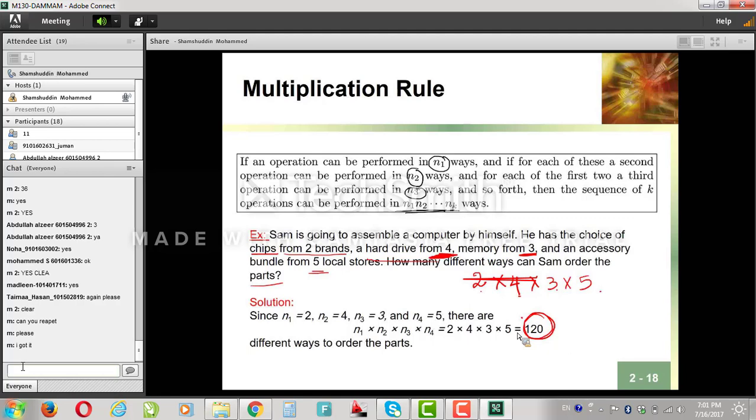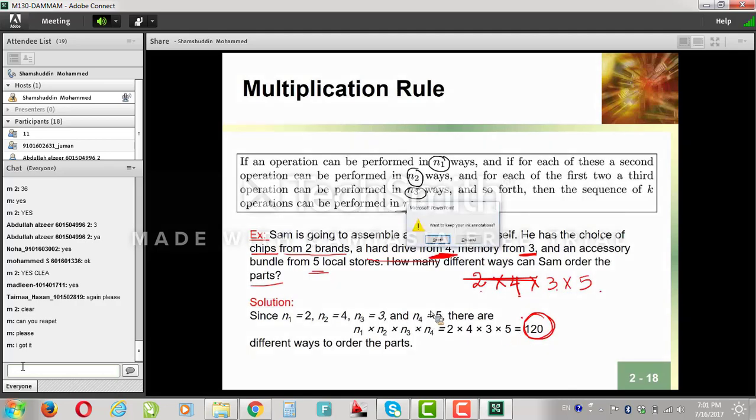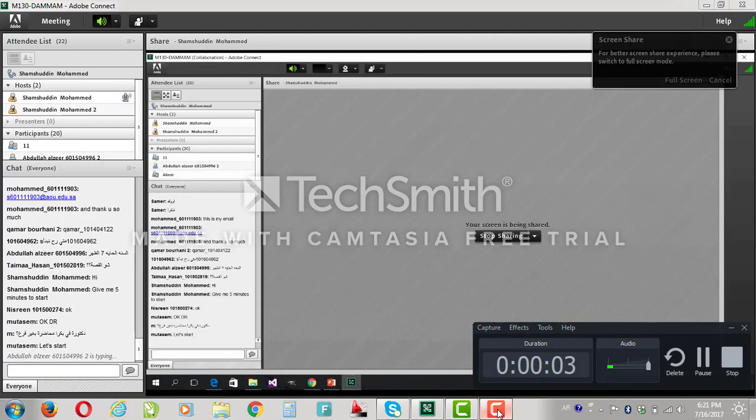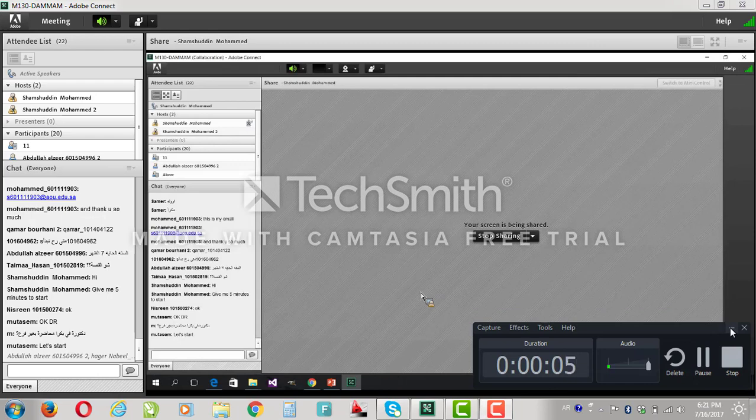Okay. This is the multiplication rule. You do operation 1 in n1 ways, operation 2 in n2 ways, operation 3 in n3 ways. Then you multiply everything to get the overall total of the ways that you have. Can you hear my voice clearly? Any question here? Okay, good.